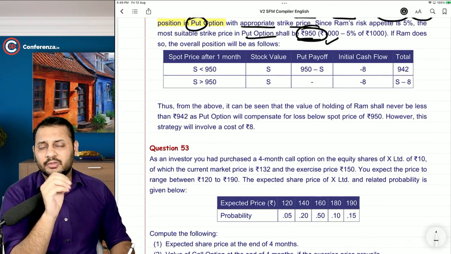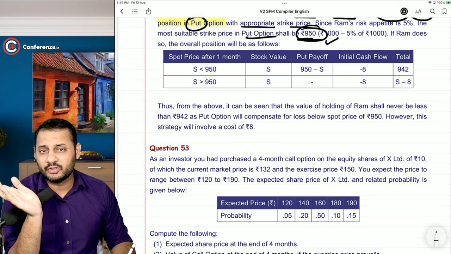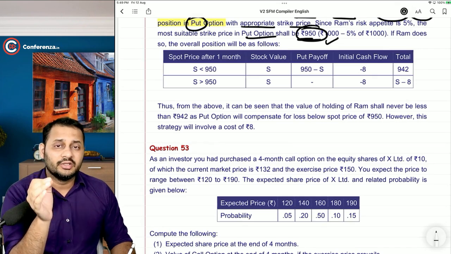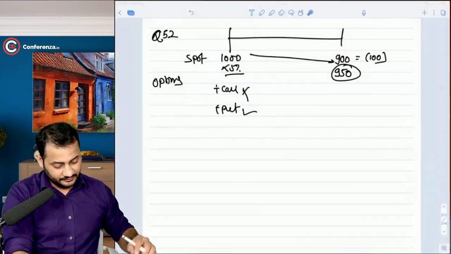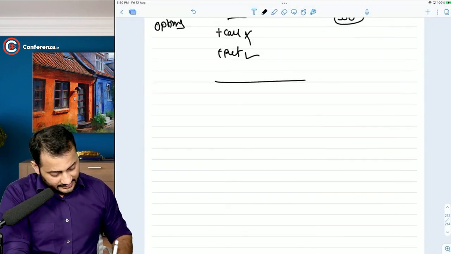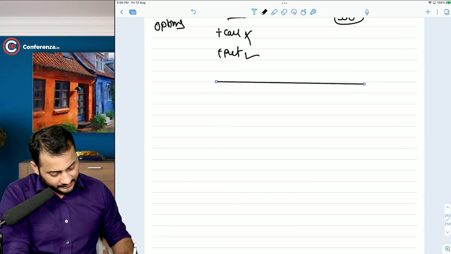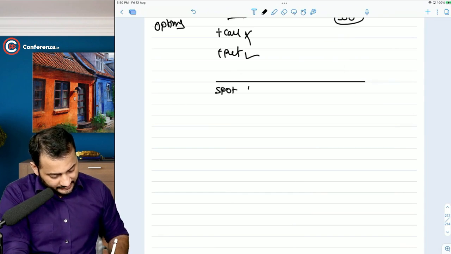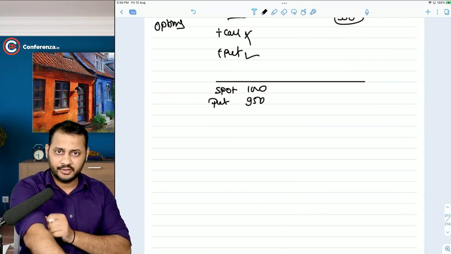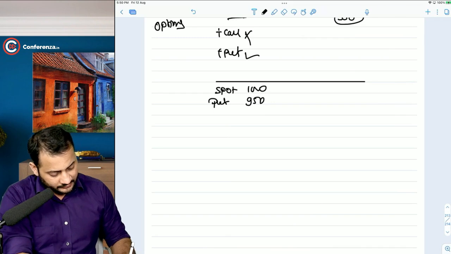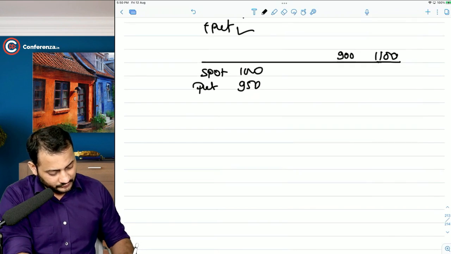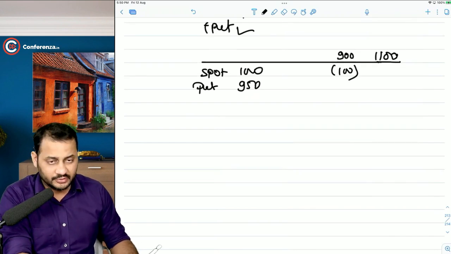What will happen after 1 month? You can just take any figure of the spot price and you will know that he is getting 950 for sure. Let's say this is the portfolio: he has purchased in the spot market, his value is 1000, and in the put option his value is 950. Now what if after 1 month the price goes to 900 as expected by us, or the price goes to 1000 or 1100? Now if the price goes to 900, we will have a loss of 100 rupees in the spot market. Can you see that?